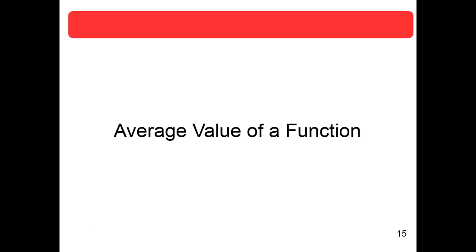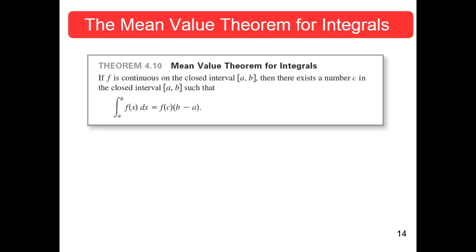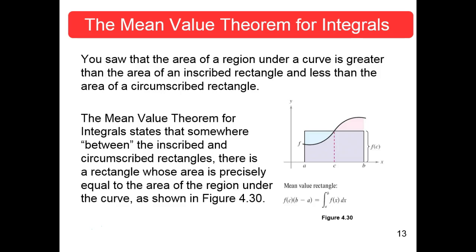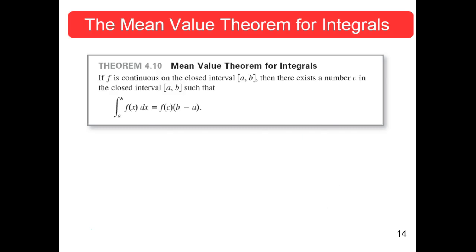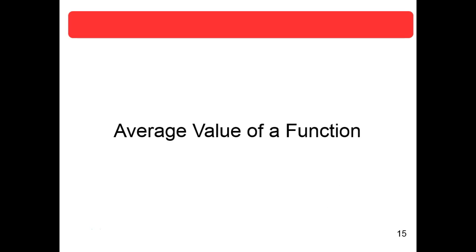Now, in your text, where I did arm waving and showed you the inscribed and circumscribed rectangle, they actually show you that in the text. I don't know why they didn't show you on the slides, but they didn't. They don't do any examples, so let's move on then to average value of a function.